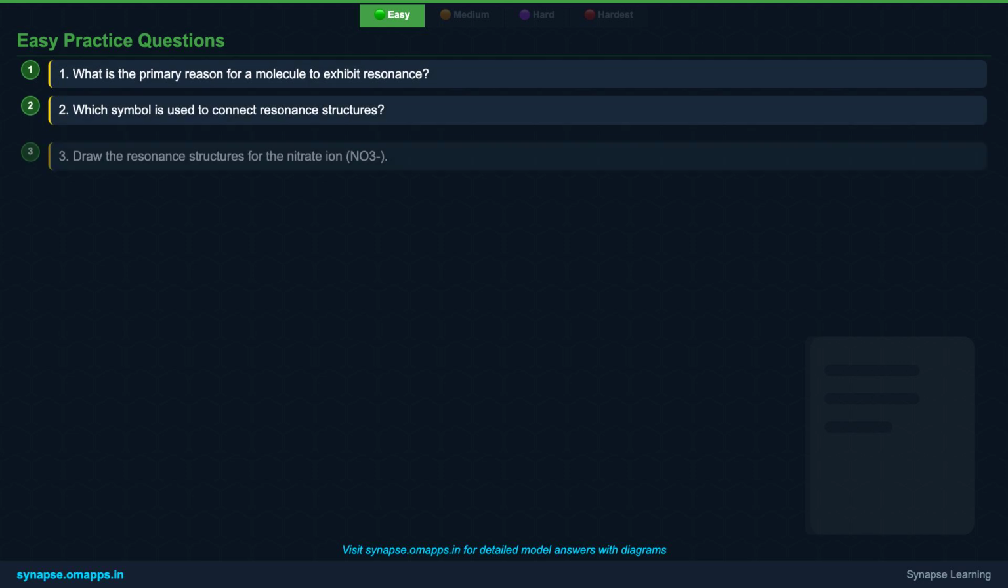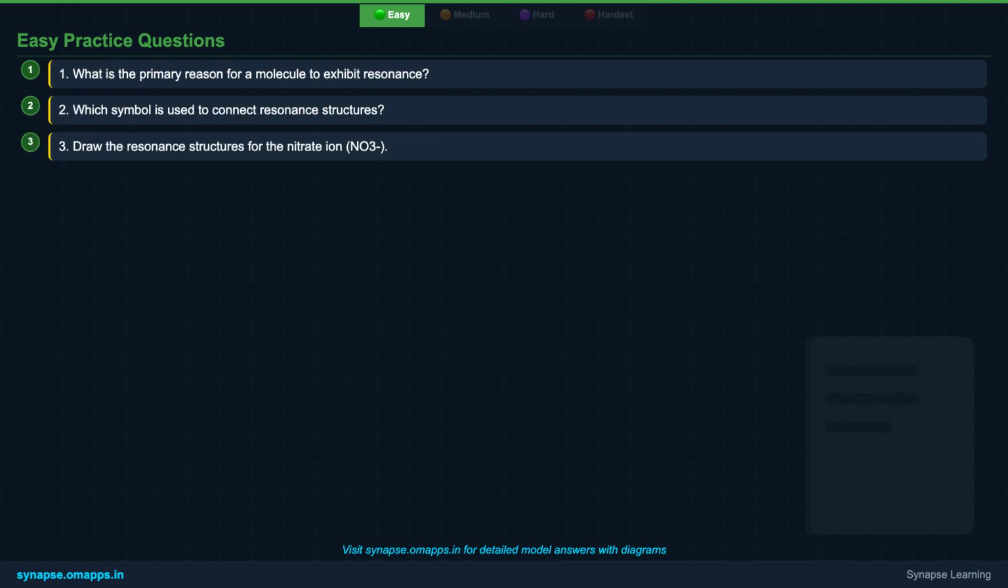Now that we've grasped the basics, let's test your understanding with a few practice questions. Take a moment to think about these. First, what is the primary reason for a molecule to exhibit resonance? Second, which specific symbol is used to connect resonance structures? And finally, try your hand at drawing the resonance structures for the nitrate ion, NO3. Pause the video if you need more time, and remember to focus on electron movement.